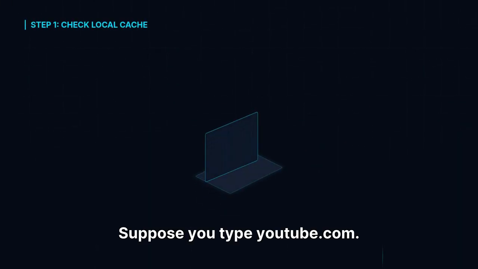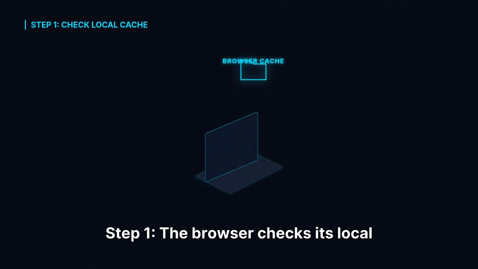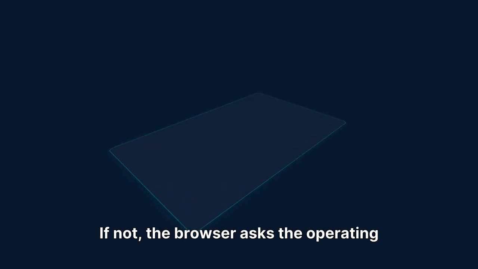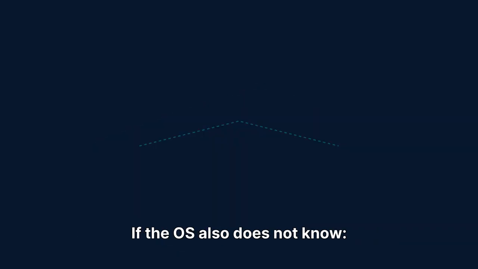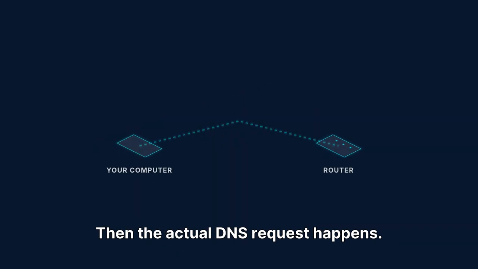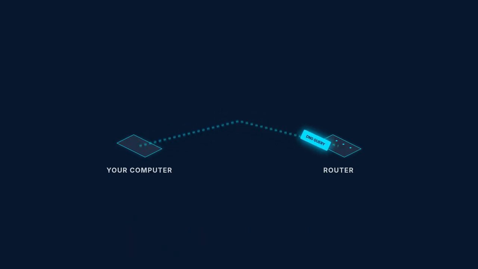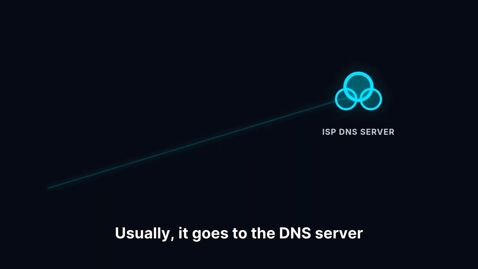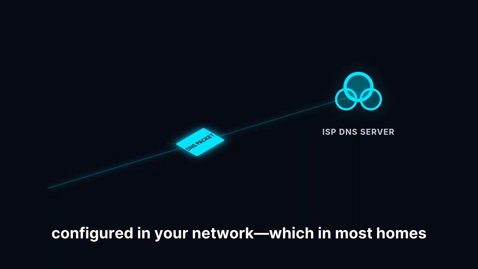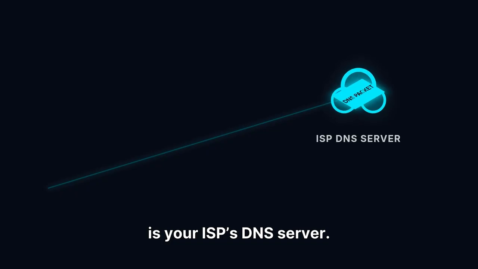Suppose you type youtube.com. Step 1. The browser checks its local cache to see if it already remembers the IP. If not, the browser asks the operating system, which also maintains a DNS cache. If the OS also does not know, then the actual DNS request happens. Where does your computer send this request? Usually it goes to the DNS server configured in your network, which in most homes is your ISP's DNS server.